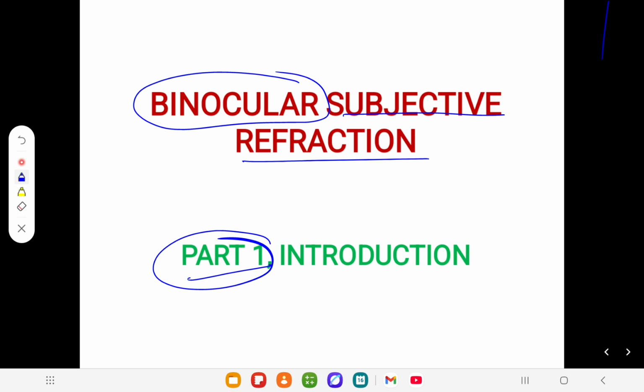So, in case of binocular subjective refraction, many of the monocular steps are the same. Just remember, many of the monocular steps are the same, but there is a crucial difference in why we love binocular single vision, sorry, binocular subjective refraction.